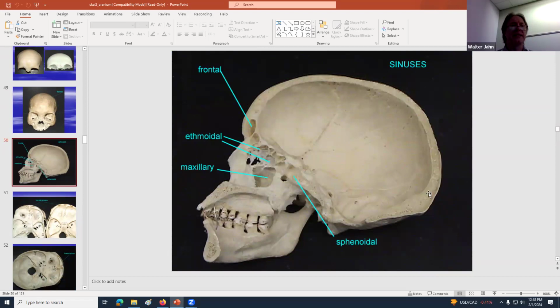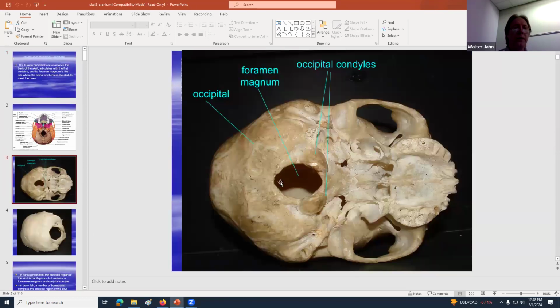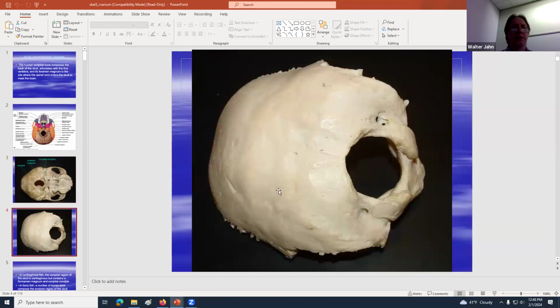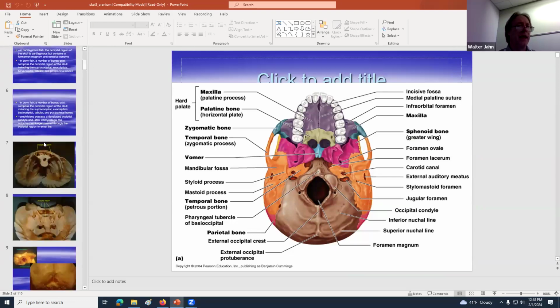Now I'm going to talk about the occipital bone behind, but this is a third bone of the cranium. We humans have an occipital bone. So here's the occipital bone all by itself. Here's the occipital bone with the rest of the skull.